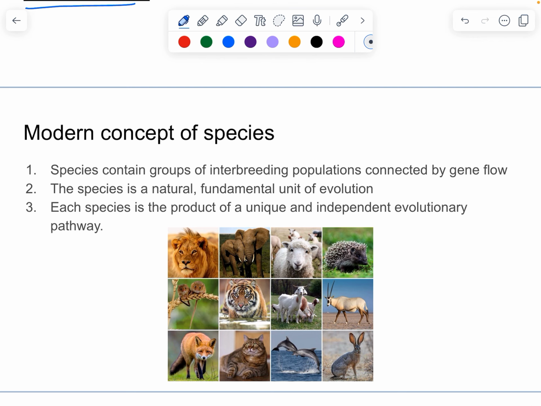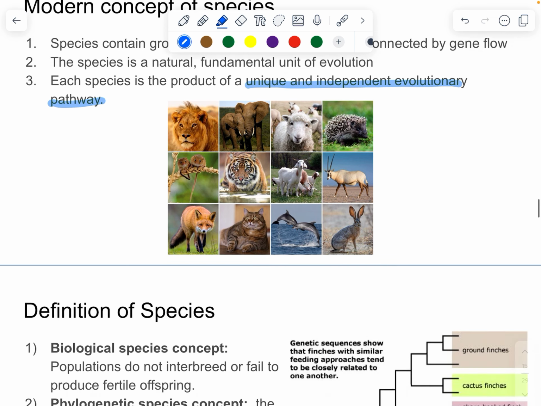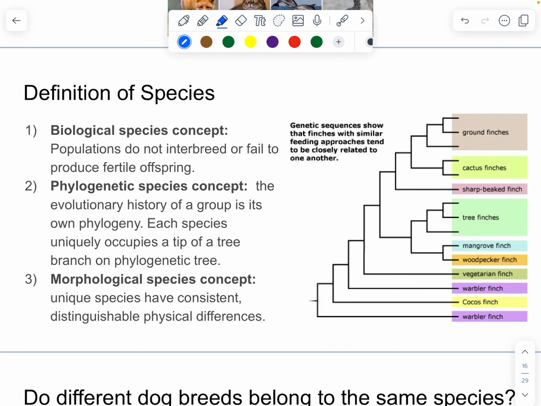Okay, so the modern concept of species. Number 1, species contain groups of interbreeding populations connected by gene flow, meaning they have to live in the same geographic location, and they have to be able to mate with one another. The species is a natural fundamental unit of evolution, and each species is a product of a unique and independent evolutionary pathway. Okay, so that's the modern concept of species.